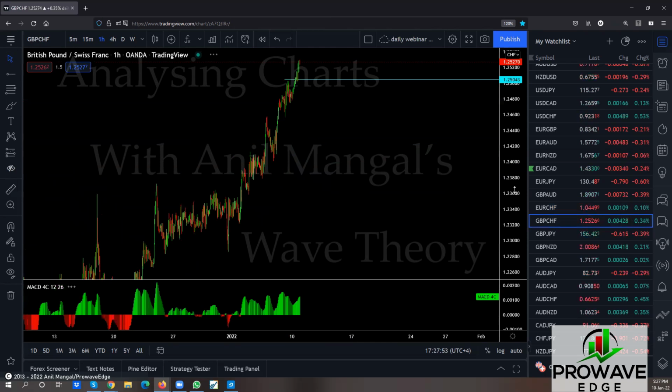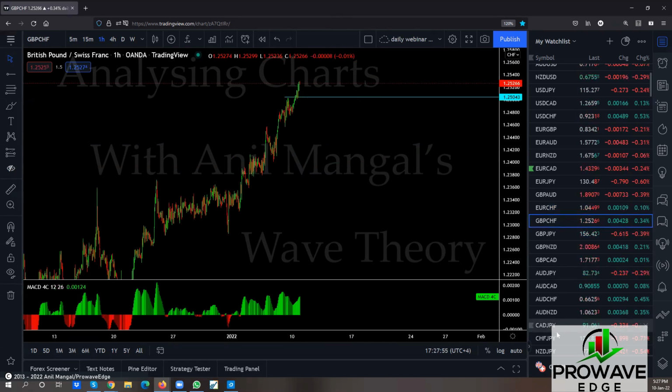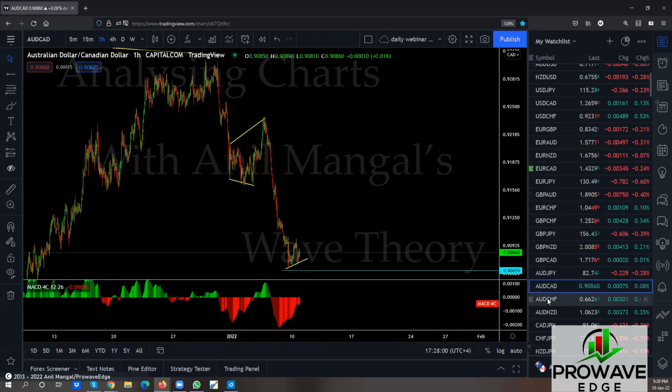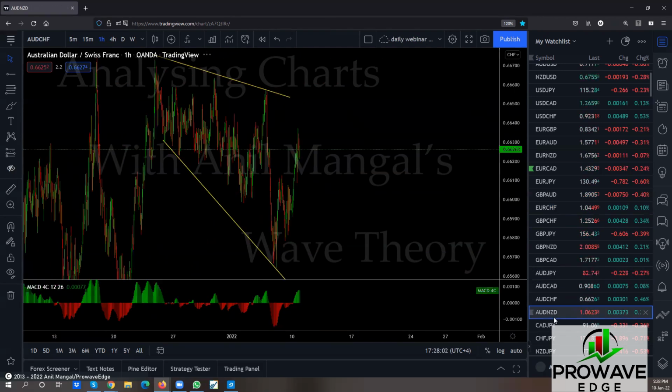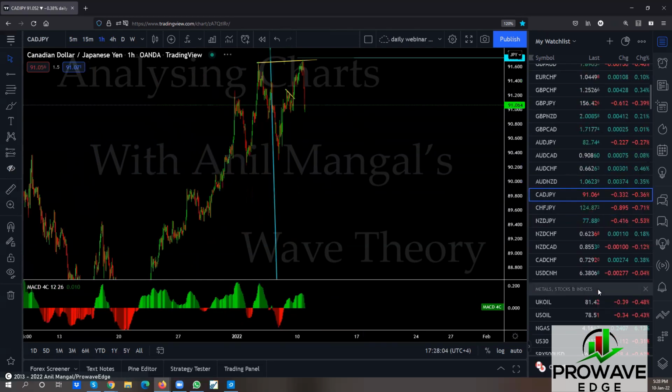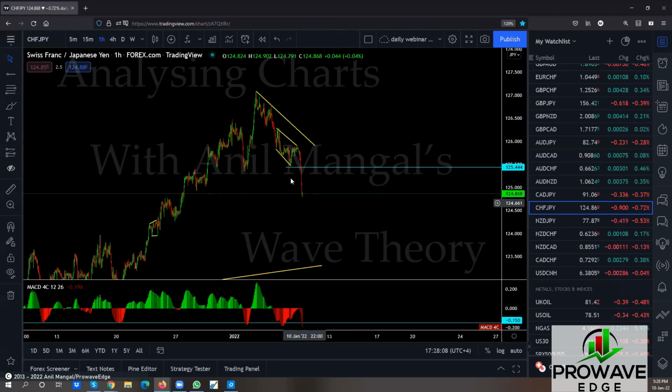It could come down much more. Let's go. Pound Swiss. Oh, sorry, I'm in the yen already. I'm in the Aussie yen. Let's go. Aussie CAD. We did that already. This is Aussie Swiss. This is Aussie New Zealand. Cadian. I'm on the Cadian, sorry. Let's go. Swiss yen. Good sell.